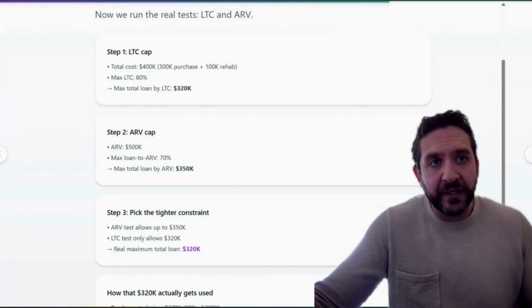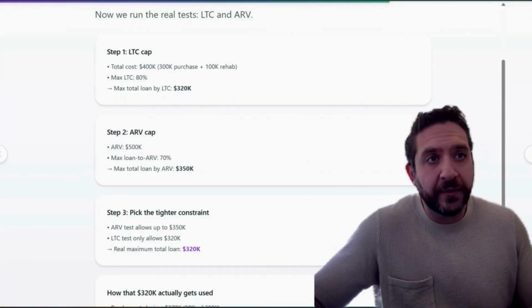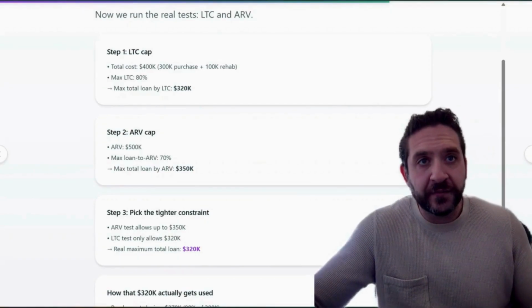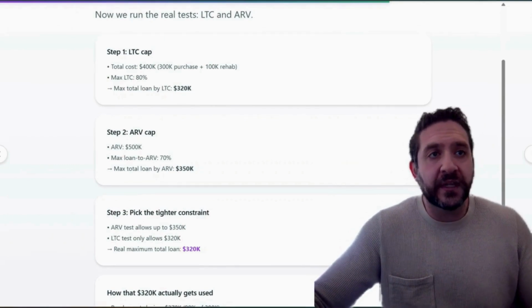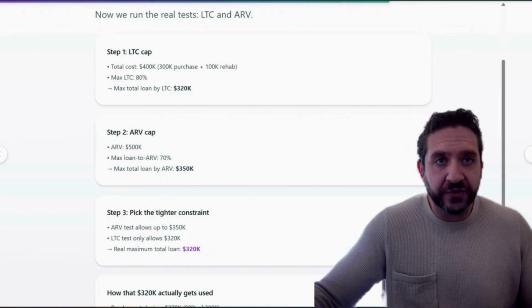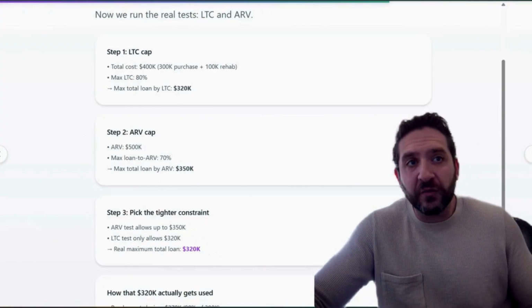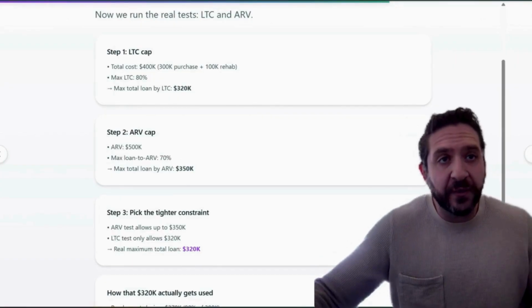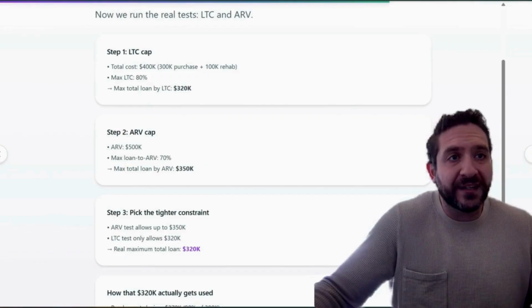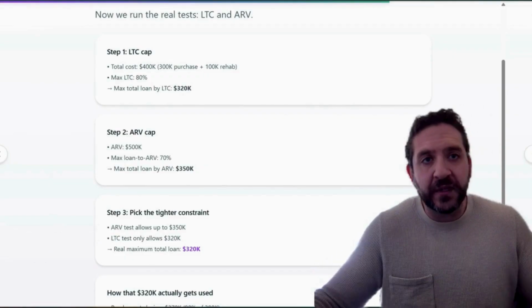Inside that 320, the lender might still give Bob 270 at closing, but that only leaves about 50,000 of rehab that they can actually fund. The rest of the rehab has to come from Bob's cash. So this deal is not really 90% of purchase and 100% of rehab. Once you run the actual numbers, it behaves more like 90% of purchase and 50% of rehab.